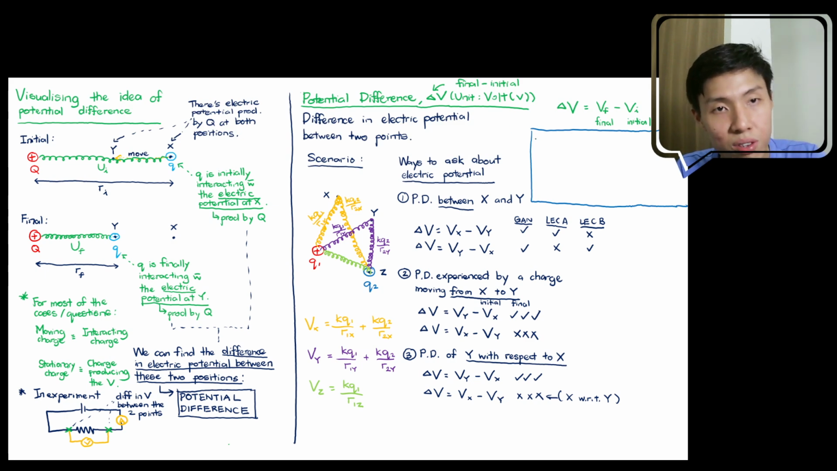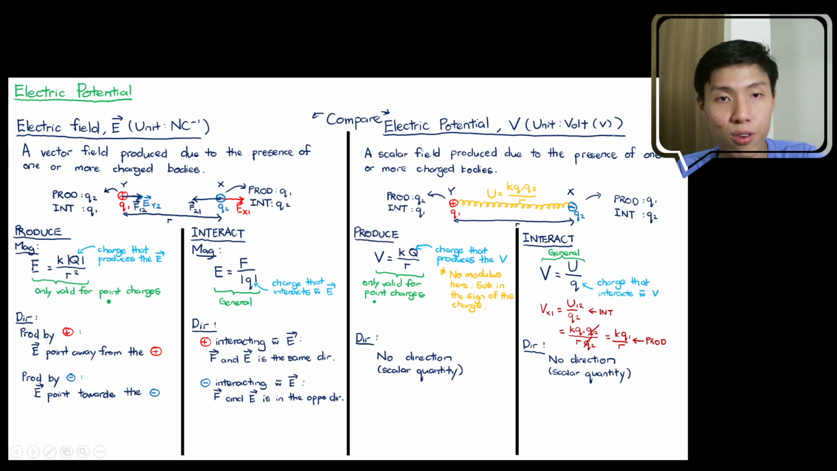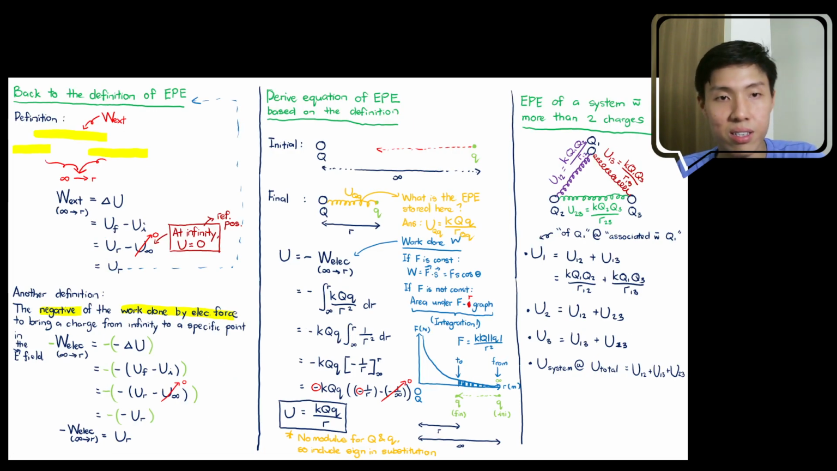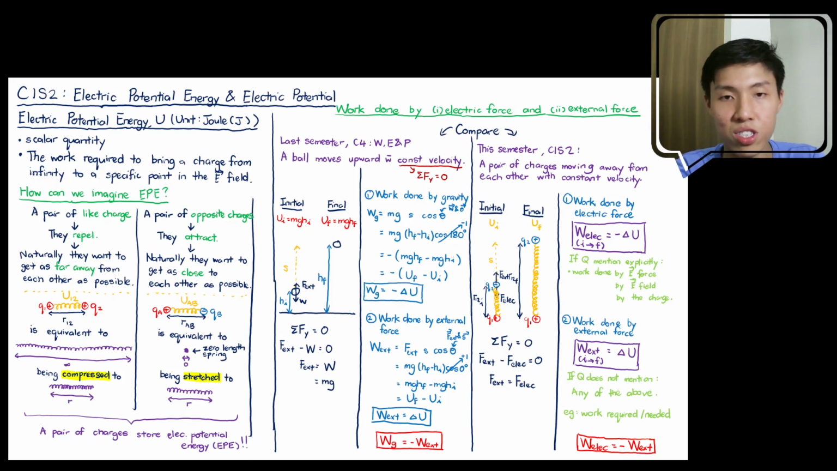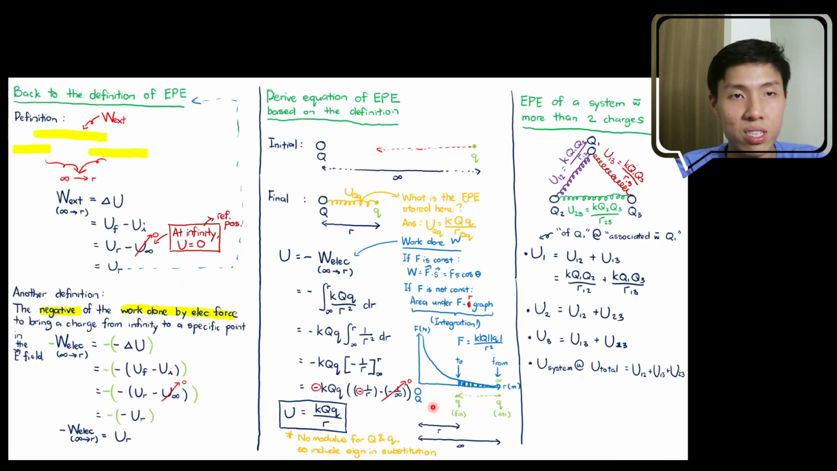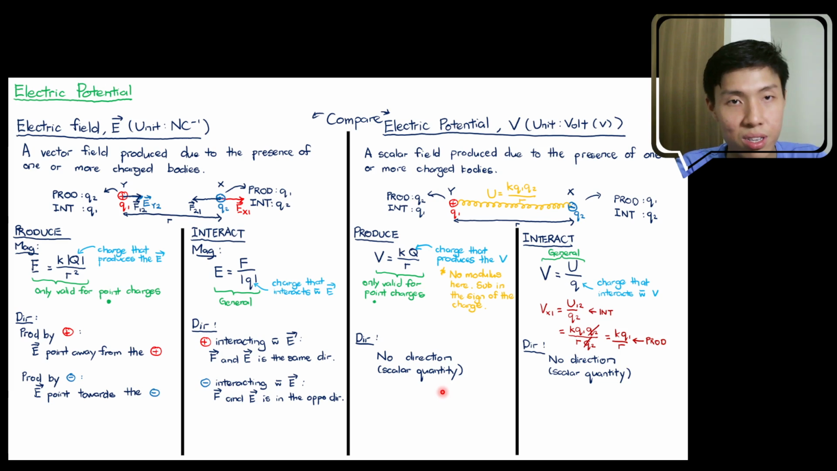One thing you need to know is change in electric potential energy is equal to final potential energy minus initial potential energy. This is what we learned from here. We learned about change in potential energy over here, and here. So it's just final minus initial. But you can use this equation: if you shift the interacting charge to the left hand side, U will be equal to QV.